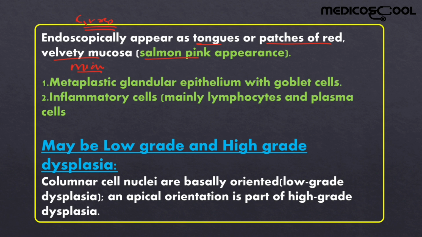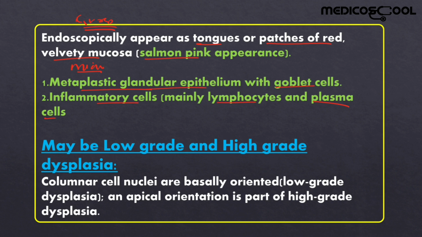Microscopically we can see that there is metaplastic glandular epithelium with goblet cells, which is due to the conversion of the non-keratinized squamous epithelium into the glandular or columnar epithelium. We can also see inflammatory cells, mainly lymphocytes and plasma cells.